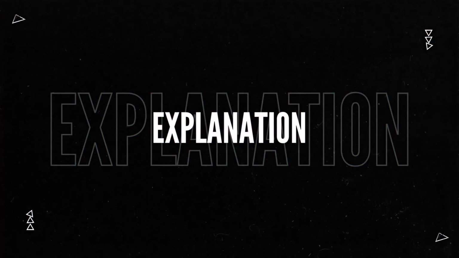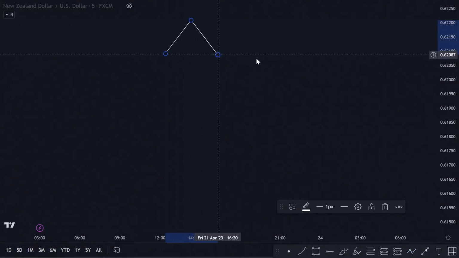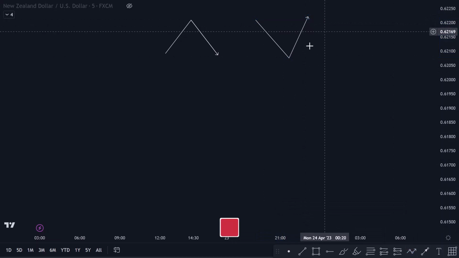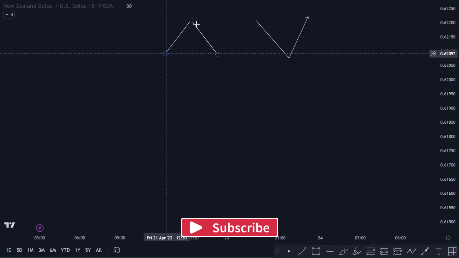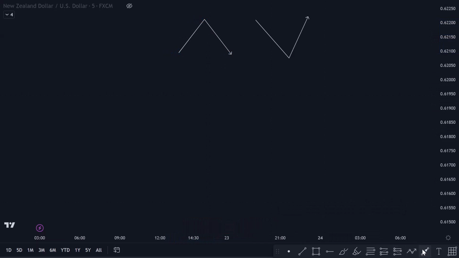So first of all, we need to cover those things. We all know that liquidity rests above swing highs and rests below swing lows. So swing low, we have liquidity here. Swing high, we have liquidity here. This is the most basic definition of liquidity.